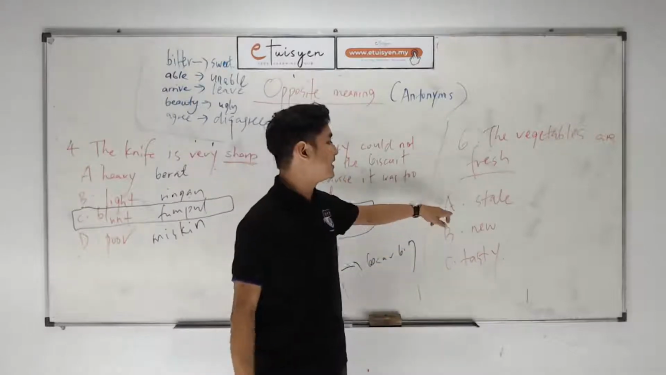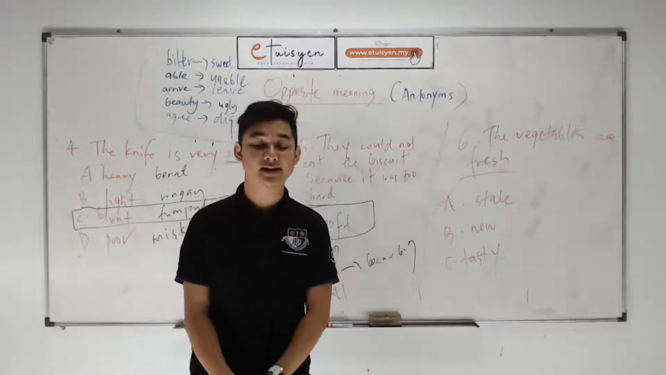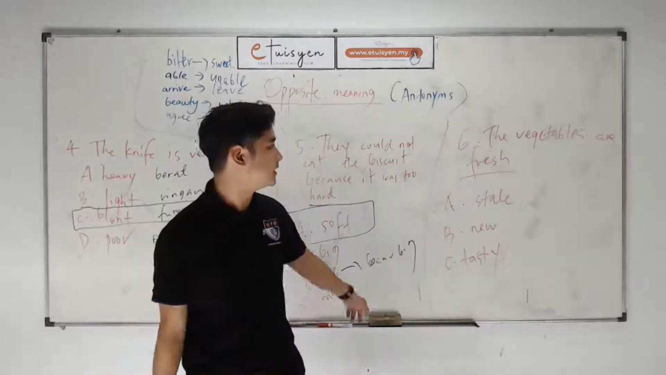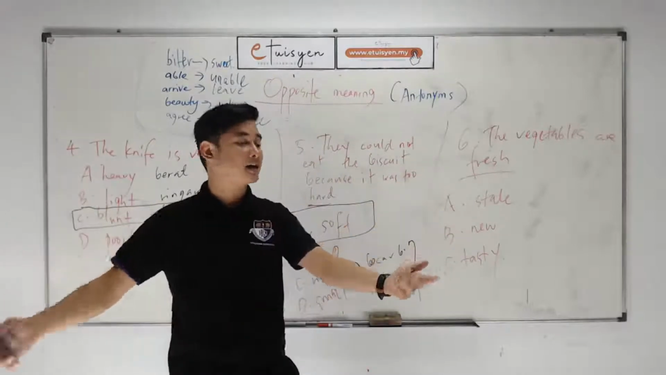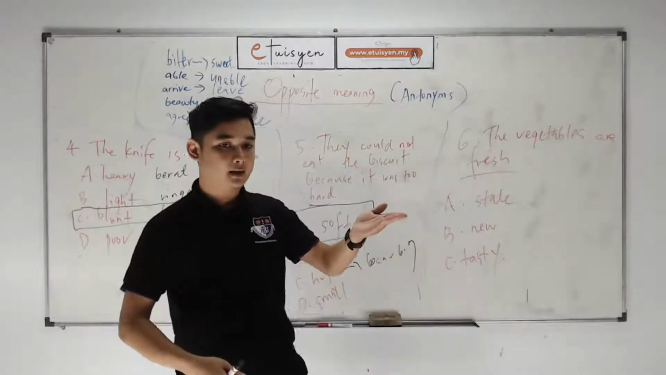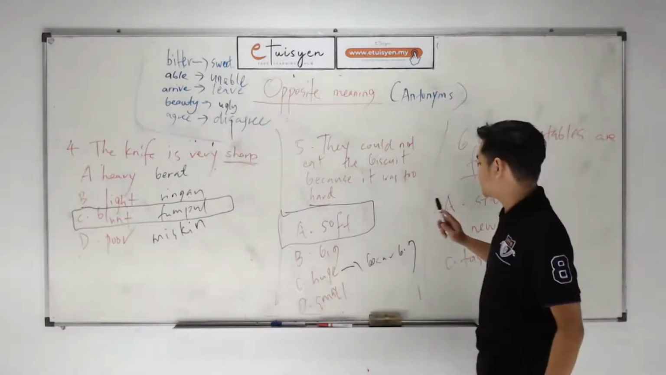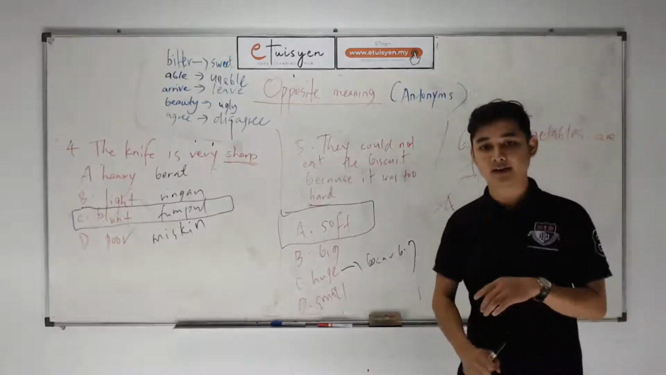Okay, so we have stale, new, tasty. What is your answer? The vegetables are fresh. So sekarang ni, fresh is segar. Okay, so what is the opposite meaning for fresh? Perkataan berlawanan untuk fresh. So kita ada stale, new, tasty. So what is your answer?